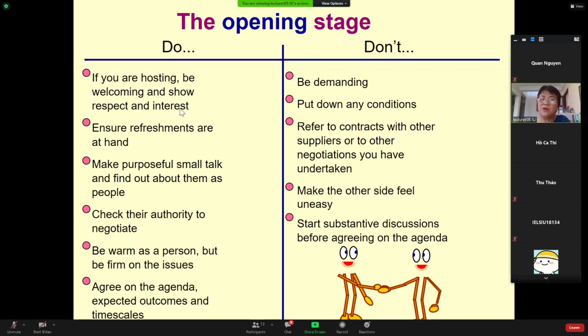What you should do, if you are the host, is welcome them and show respect and interest in the supplier. You ensure that refreshments are at hand. You make purposeful small talk and find out about them as people. Check their authority to negotiate. Be warm as a person, but be firm on the issue, and agree on the agenda, expected outcome and time scale.